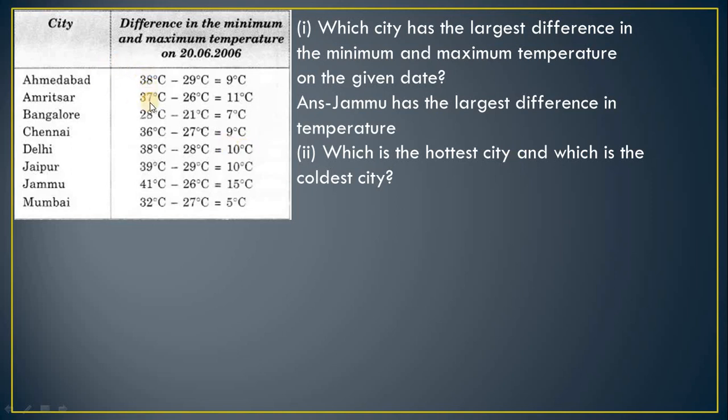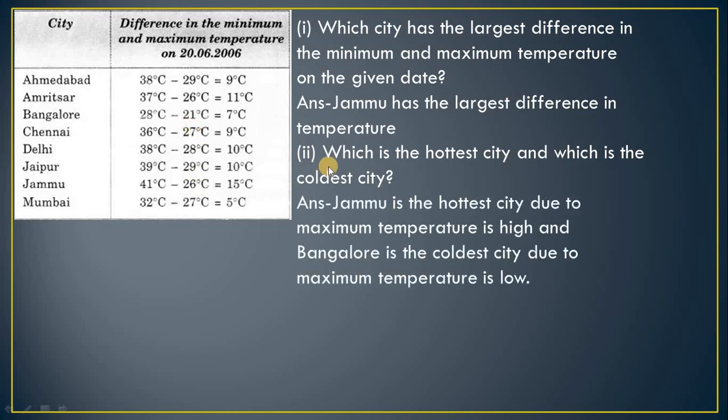Hottest city means you see here 49, means Jammu is the hottest, and after that you have to find the coldest city. So Jammu is the hottest city due to its high maximum temperature, and here Bangalore is the coldest city. You see here the maximum temperature is 28, which is less than the others, so Bangalore is the coldest city due to its low maximum temperature.